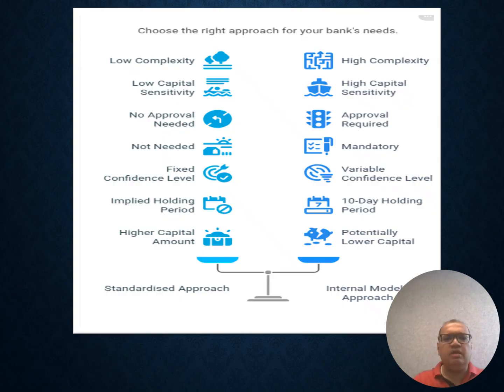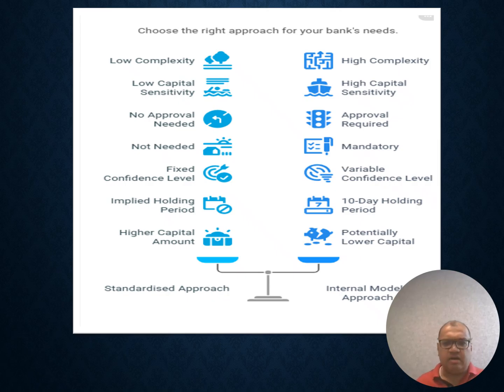Now, comparing both the standardized approach and the internal model approach for measurement of these market risks, you can see that the standardized approach is just a small percentage applied, so it's low in complexity and low in capital sensitivity. There's no introduction of any market variable, nothing that varies with the market. So capital does not go up and down and fluctuate a lot, and no approval is required.